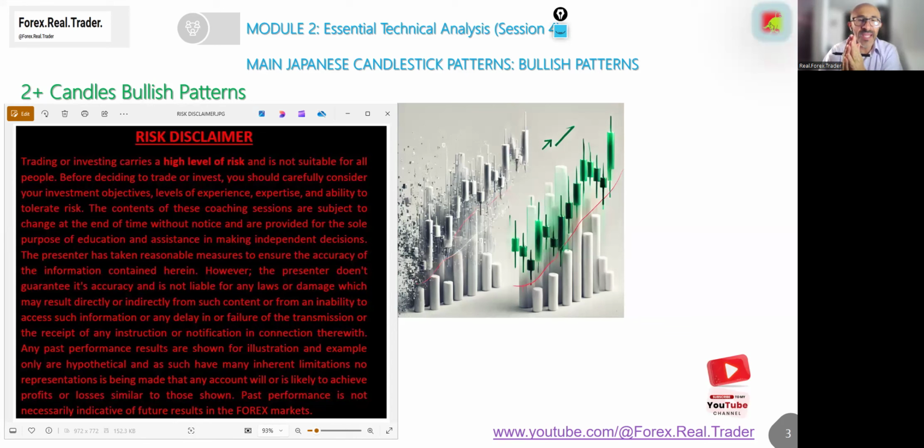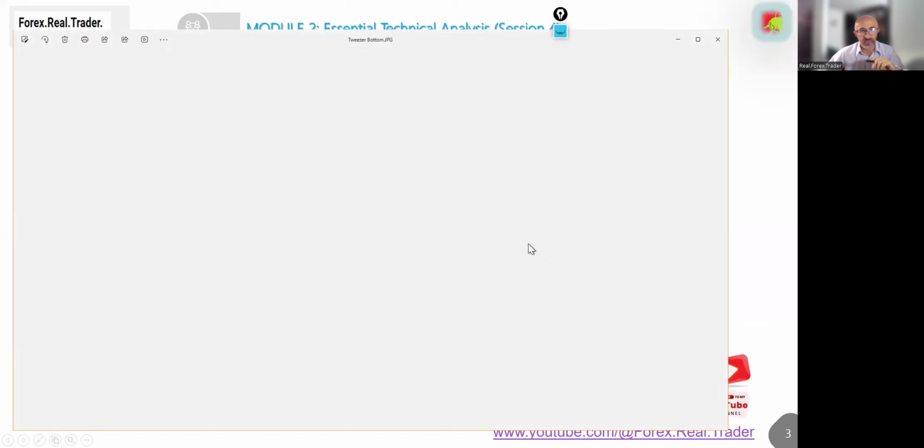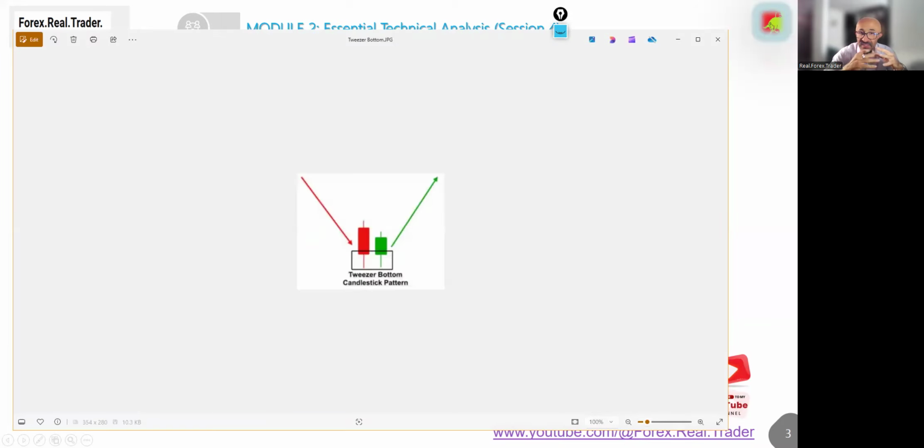And today we're going to talk about a very nice pattern, and this is the Tweezer Bottom. Okay, let's first understand the structure of this candle pattern. Basically, this is a bullish pattern, a reversal candlestick that typically appears at the end of a downtrend. It consists of two consecutive candles with nearly or identical lows. It signals a potential trend reversal to the upside, right?